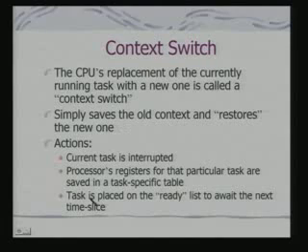The actions involved in a context switch are: the current task is interrupted, and the processor registers for that particular task are saved in a task specific table. In fact, this information will typically be in the PCB. The PCB has to be saved in a task specific table, and the task is placed on the ready list to await the next time slice. That means the next time the OS schedules that task.